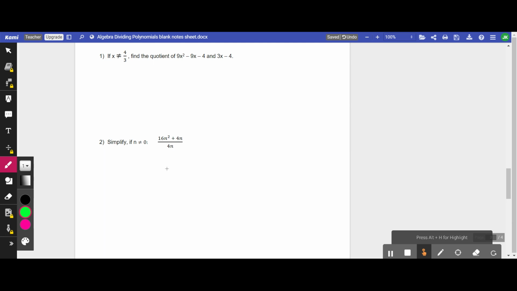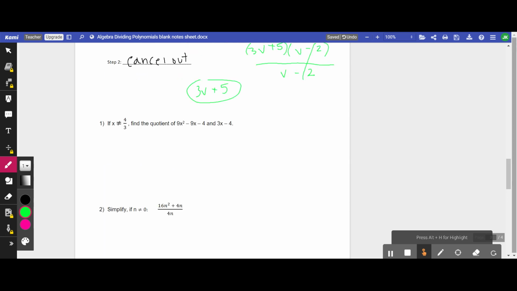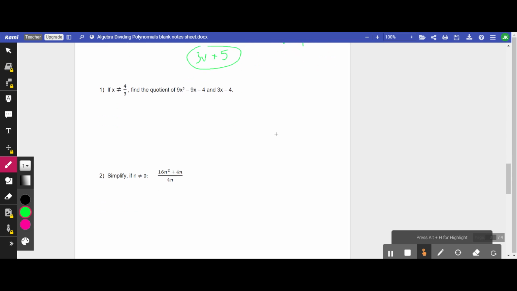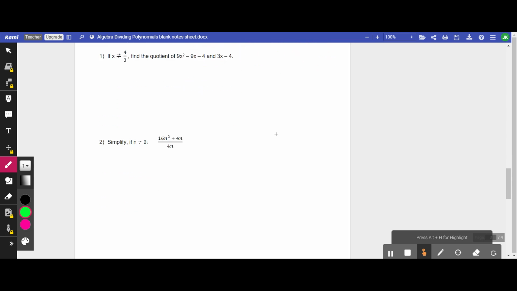So the ones you did yesterday, if you just had one term on the bottom, you could just divide each of your two terms by your denominator. But if you have two terms on the bottom, this is when you have to factor the numerator. So for the next one here, this says if x is not equal to 4/3, find the quotient of 9x squared minus 9x minus 4 and 3x minus 4.